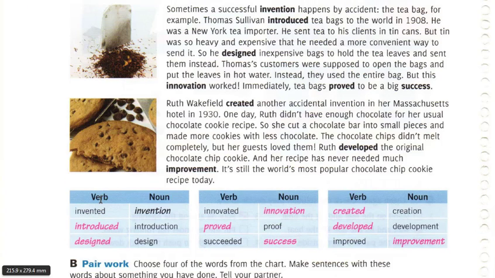Okay, so here we have all the nouns in the right column, and we have them in the form of a verb in the left column. You notice that in the form of a noun, it ends with -tion. And in the form of a verb, it ends with -ed, which changes its tense.